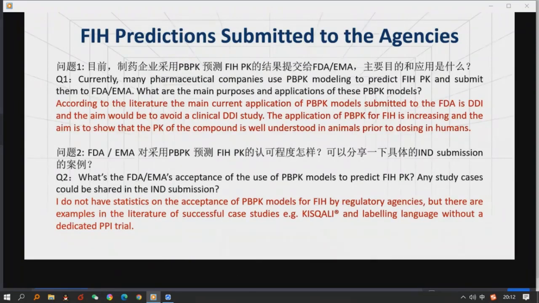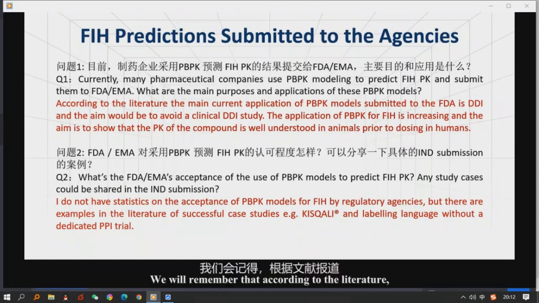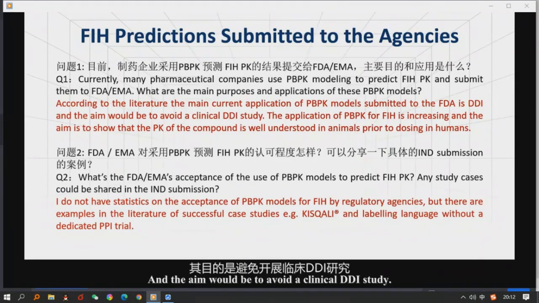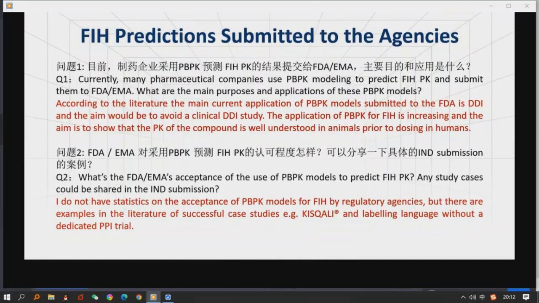So question number one. Currently, many pharmaceutical companies use PBPK modeling to predict first-in-human PK and submit them to the FDA and EMA. What are the main purposes and applications of these PBPK models? Well, if we refer back to the presentation, we will remember that according to the literature, the main current application of PBPK models submitted to the FDA is drug-drug interactions. And the aim would be to avoid a clinical DDI study.